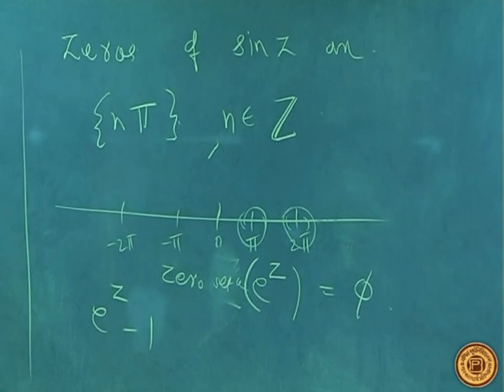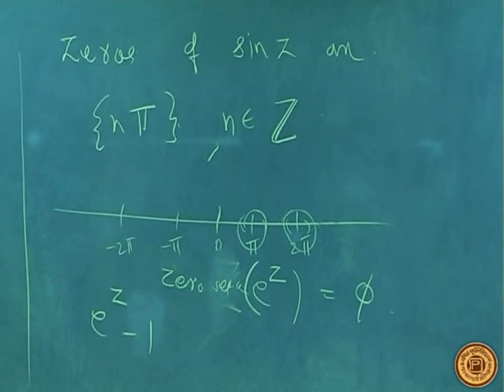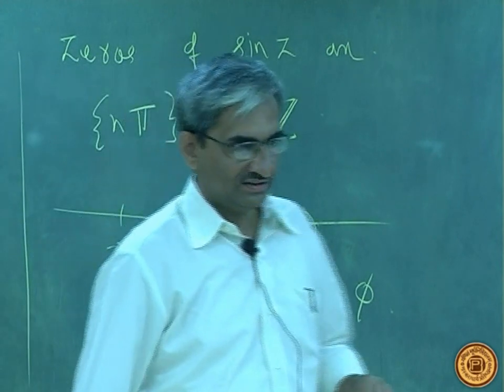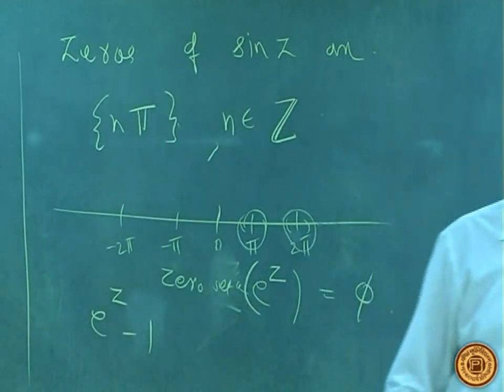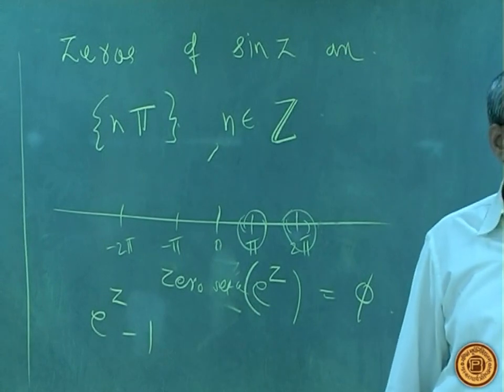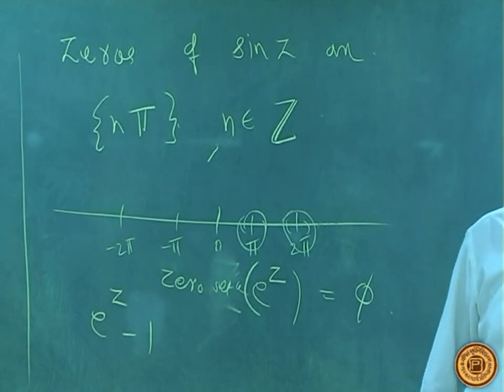E to the power z minus 1, 0, and that's it. Okay, it is singleton 0. It is singleton 0, right?